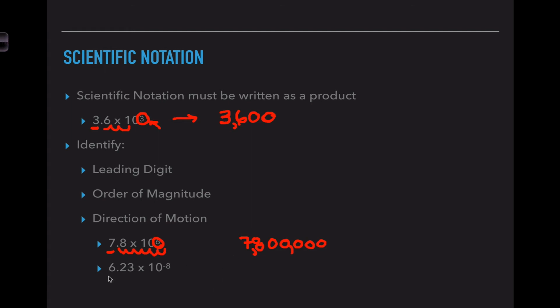This last example, our leading digit is our 6 and our 6.23. Our order of magnitude is 8 decimal places, and the direction of motion is to the left because it's a negative value. So now we're going to write 6, 2, 3, and we're moving the decimal this way. So one place moves it to the other side of the 6, which means that we need 7 zeros in front of that number. So 1, 2, 3, 4, 5, 6, 7. So if we count back, that's 1, 2, 3, 4, 5, 6, 7, 8 decimal places. So that's a very small decimal.